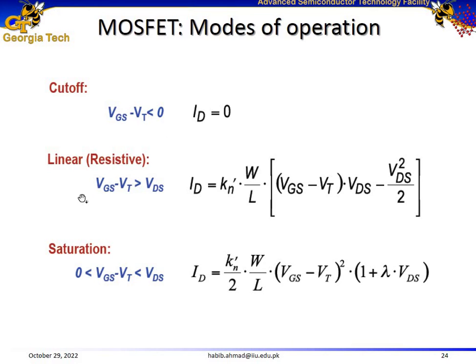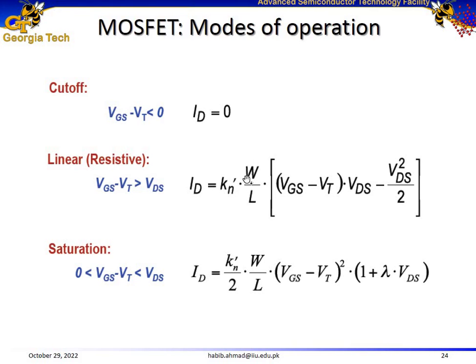In linear mode of operation, now your VGS, the gate to source voltage, is greater than VT. That is the first condition. And the second condition is VGS minus VT is also greater than VDS. And then here is our current equation. In the current equation, as you can see, your current is proportional to a lot of other parameters, but it's also proportional to W divided by L.